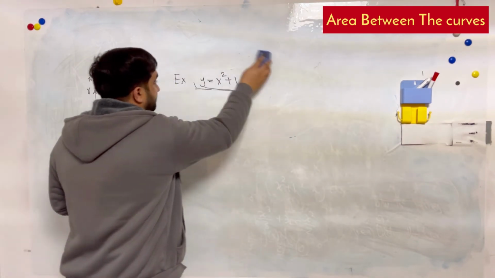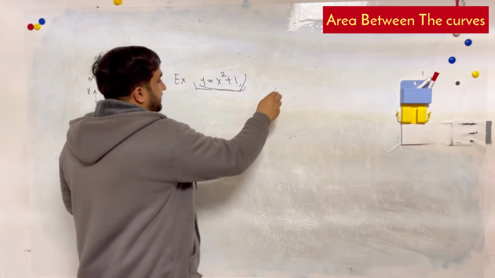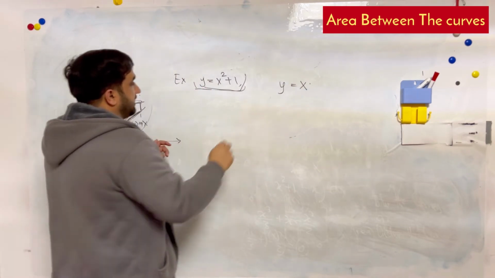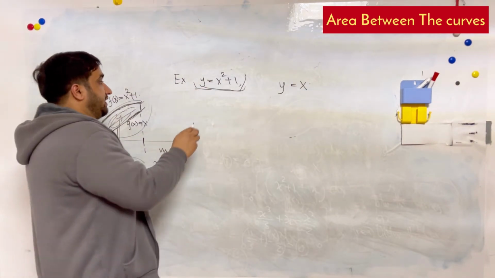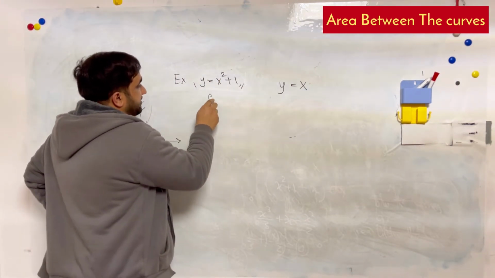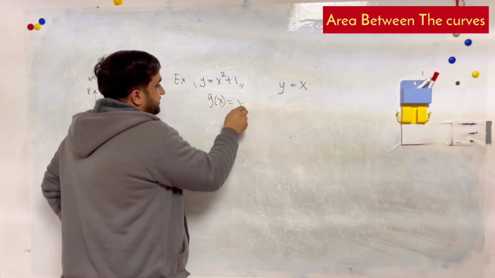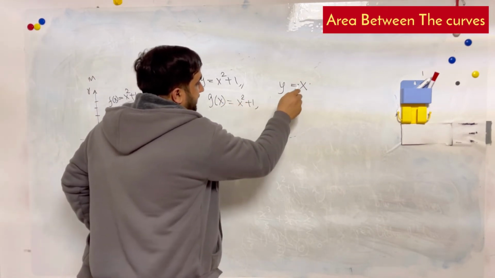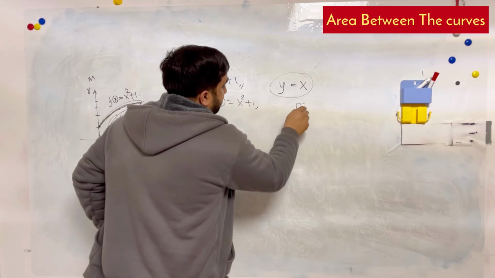Okay, so wait. There were two functions, y equals x and y equals x square plus 1. If you want to say the first one is g of x, and you are telling me that g of x is x square plus 1, and you are telling me this guy is f of x.